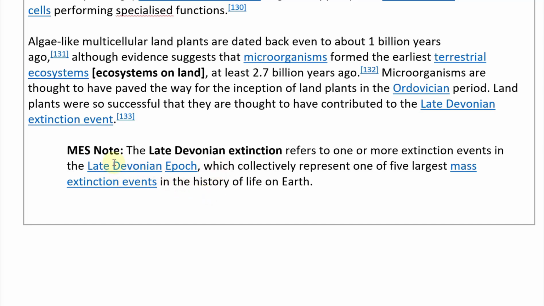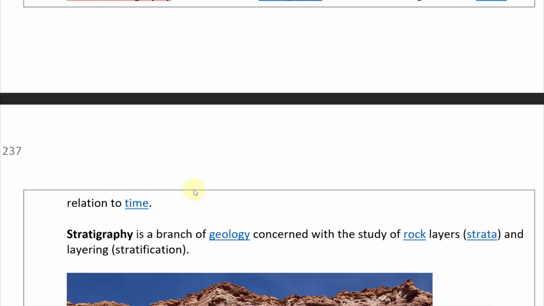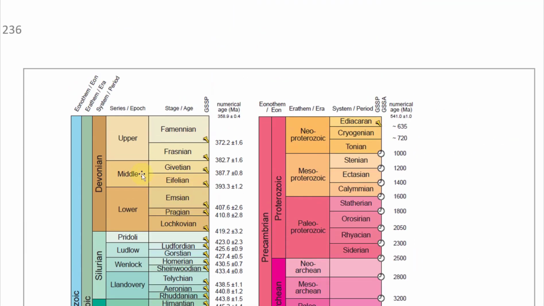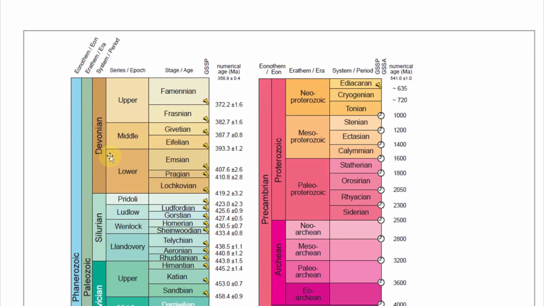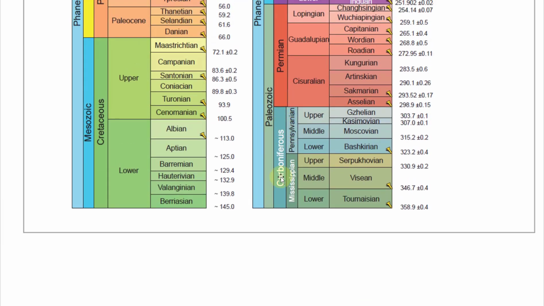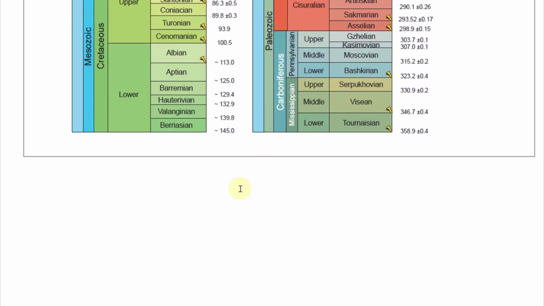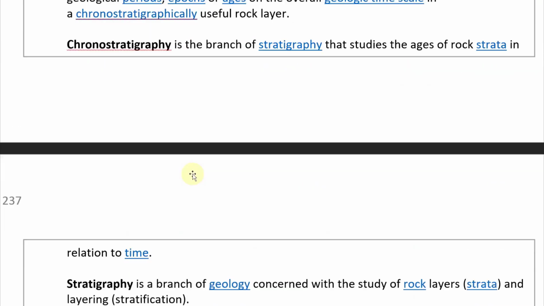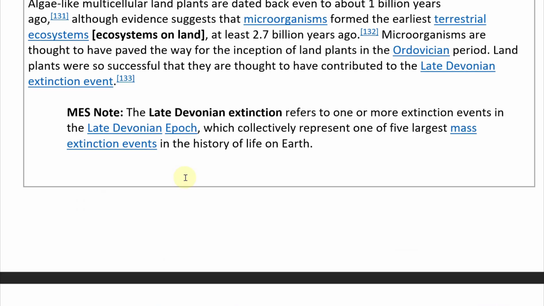Well, let's look at the late Devonian epoch, or epic. Let's see that in this chart here. So the late one here, that would be the upper one over there. And the period is this Devonian period. What goes after that? The next one is Carboniferous, right after that. Very interesting. And let's get back to this reading over here.